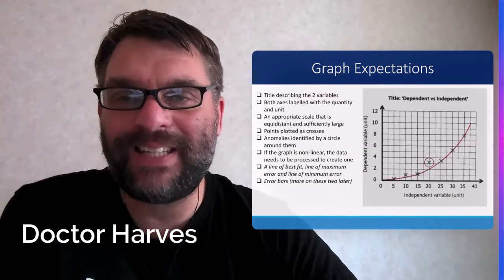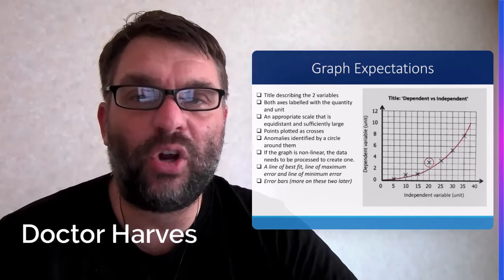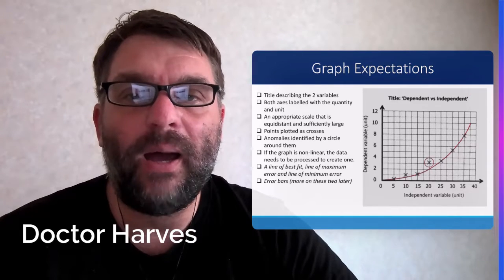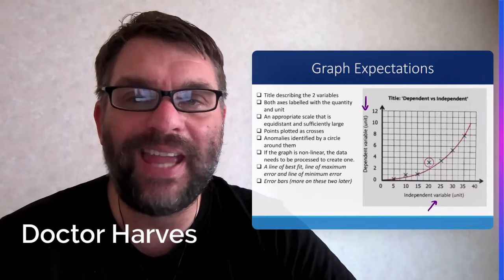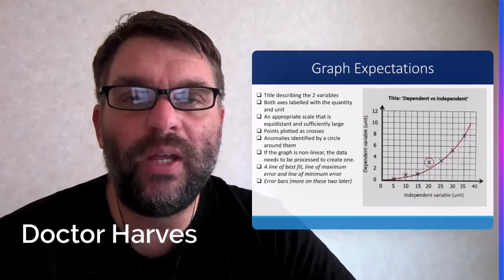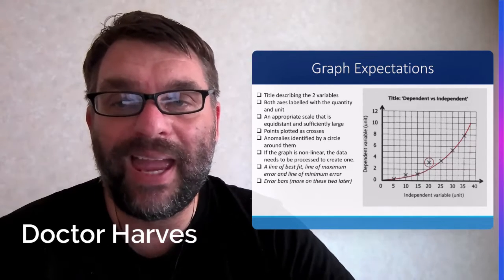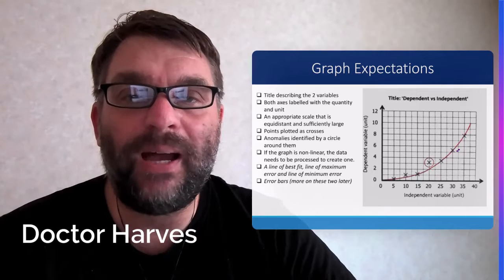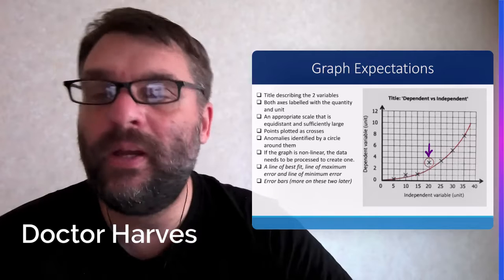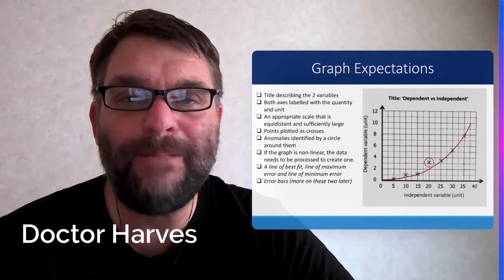So in terms of the expectations for the graphs for this internal, for both graphs you need a title describing the two variables, which is relevant and descriptive. Both axes are labeled with the quantity and the appropriate SI unit. The appropriate scale is used, and it is equidistant and sufficiently large if you're doing hand plotting. The points are plotted as crosses. Anomalies are identified by a circle around them. Okay, and that's in both graphs, as you can see also on the image we have on the screen.